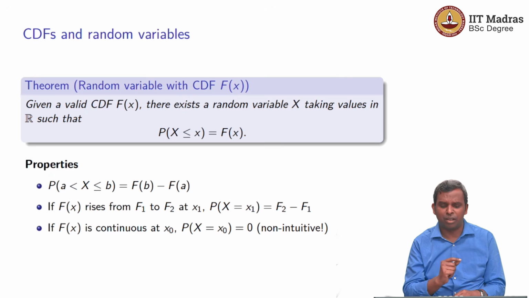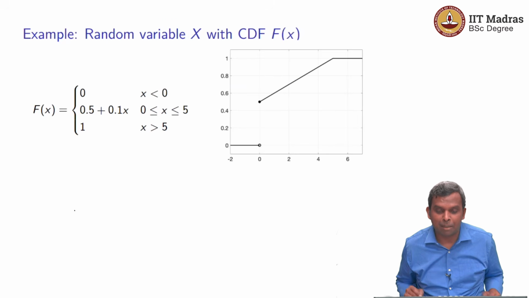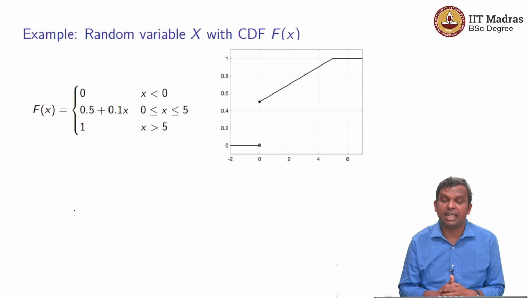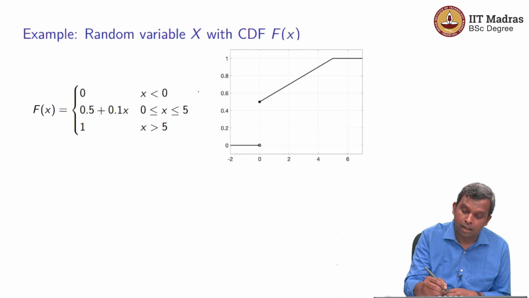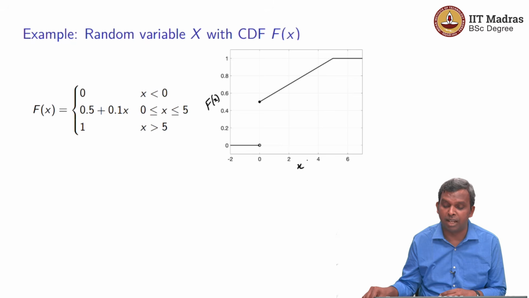Why is it, when F is continuous, that the probability that x equals x0 is 0? Why is that non-intuitive? Here is the reason why. Let me take an example and then talk about what happens. Here is an example of a random variable x with some CDF F(x), and that F(x) is drawn for you here. So this is F(x) versus x.